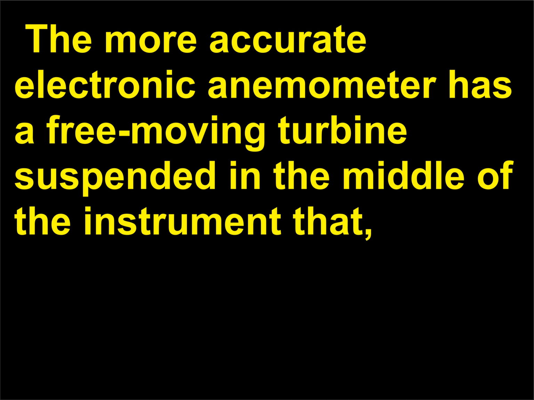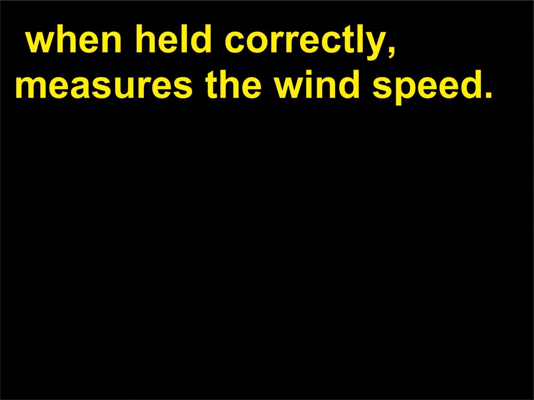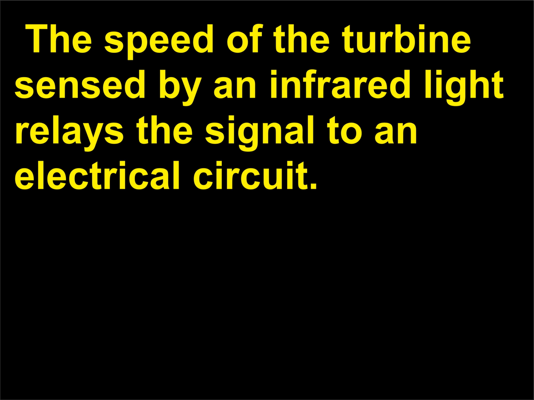The more accurate electronic anemometer has a free-moving turbine suspended in the middle of the instrument that, when held correctly, measures the wind speed. The speed of the turbine, sensed by an infrared light, relays the signal to an electrical circuit. From there, the wind speed is digitally displayed.